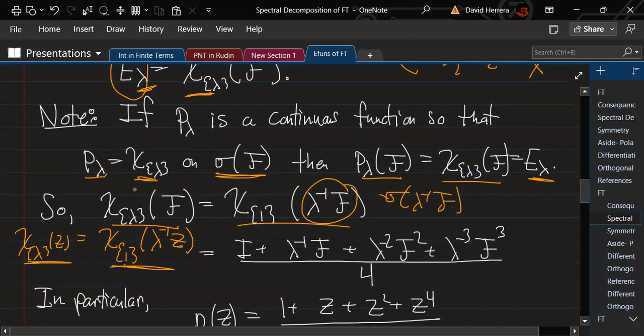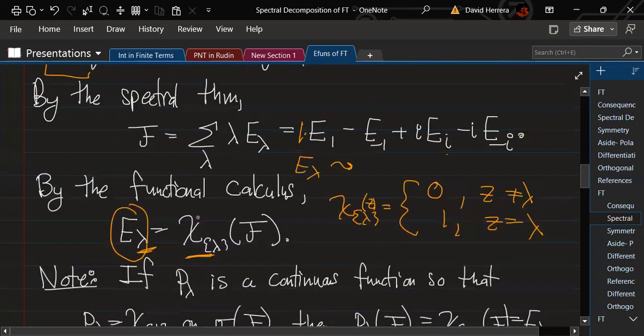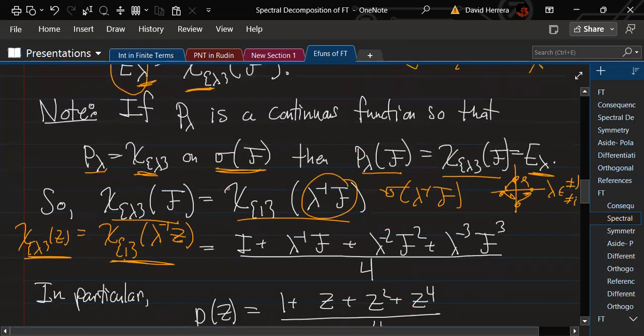The reason is that lambda inverse, I'm picking lambda. I don't know if I say it here. Yeah, lambda is an eigenvalue. So lambda is plus or minus 1, or plus or minus i. And if I take the spectrum of f and I multiply by lambda or lambda inverse or whatever, it turns out that it just kind of rotates these. And so it doesn't actually change the set at all. So this right here is the same thing as this.